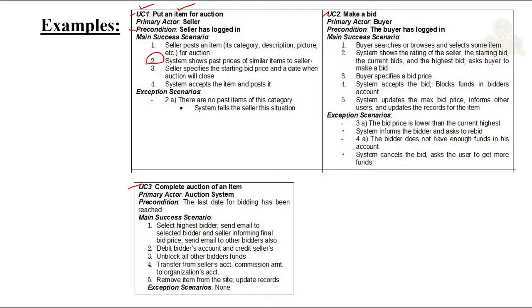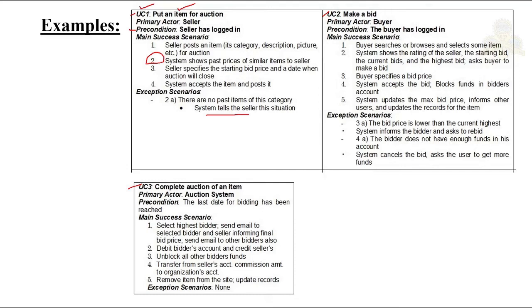So what could be the exception scenario here? What if there are no past items in that particular category? So what happens in that case? Something has to be done if there are no items in that category. So your system tells the seller about this situation. It gives an error message or whatever. The handling has to be done properly.